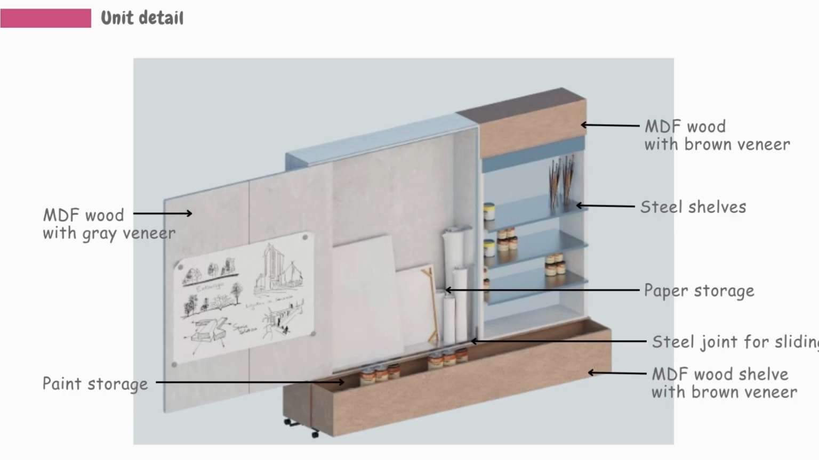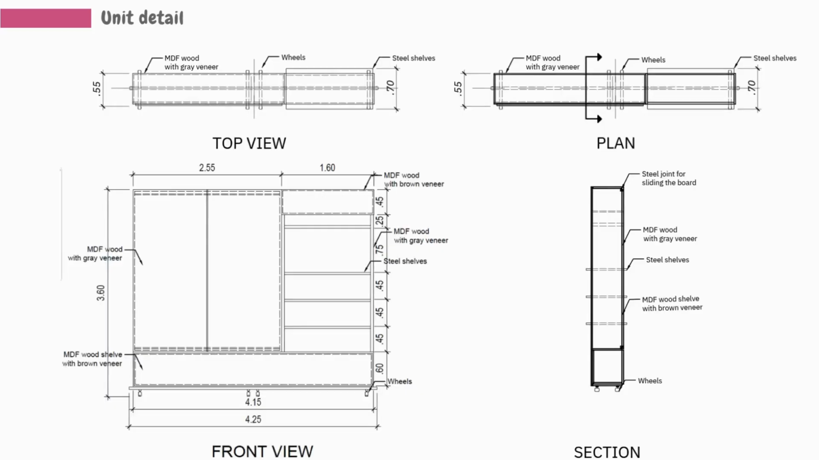For the unit detail, it's a piece of furniture that acts as a partition, storage, and display. I'm also using wood to bring warmth to the area, and I'm using gray for the display area to help the displayed elements pop out. And these are the detailed drawings for the unit detail.